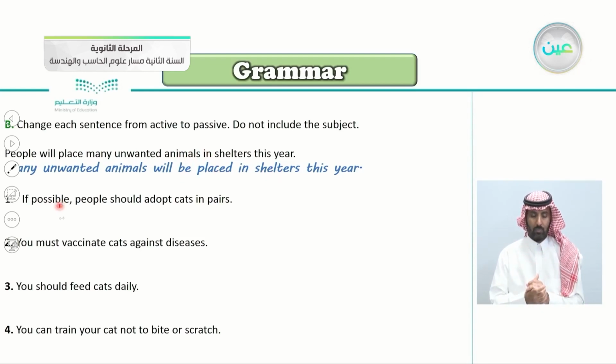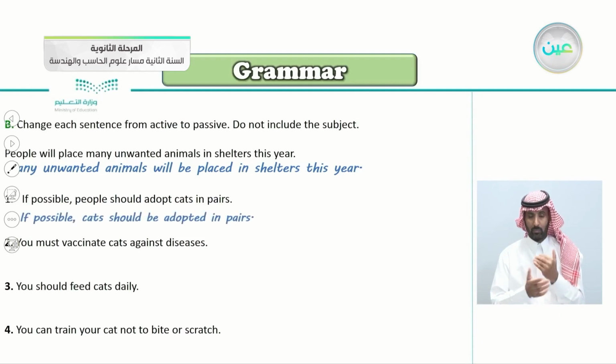So number one, if possible, people should adopt cats in pairs. So the verb is adopt, people is the subject, cats is the object. So let's see the correct answer here. If possible, cats, begin with the object, should be adopted, the past participle, in pairs. Very good.